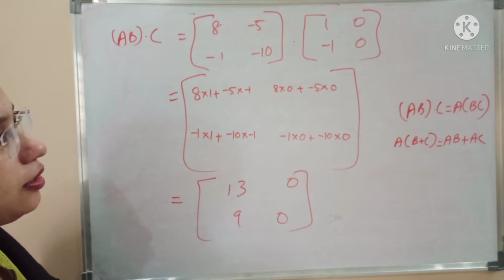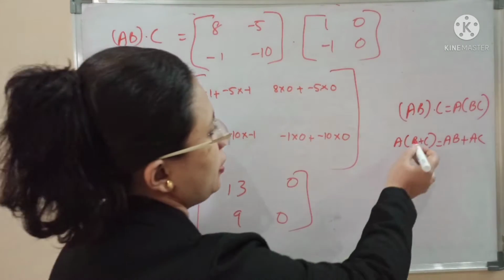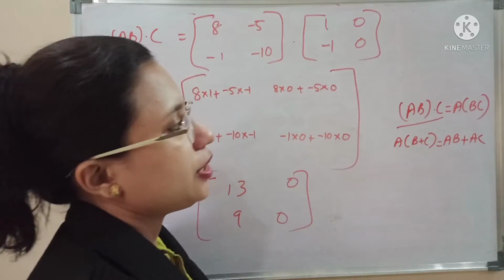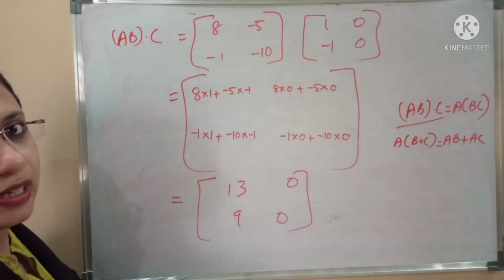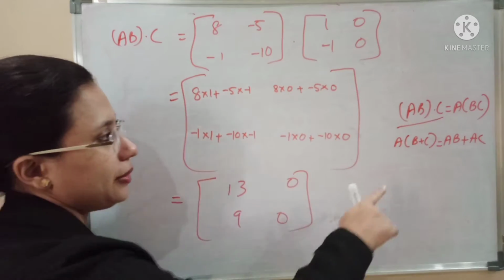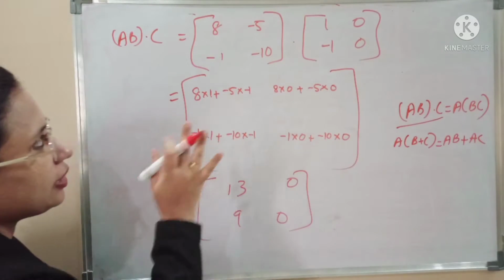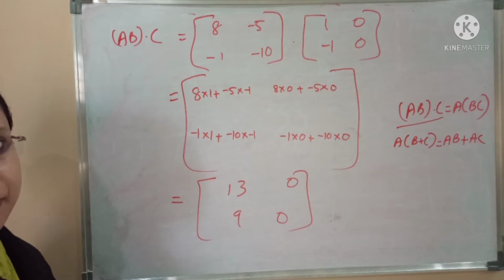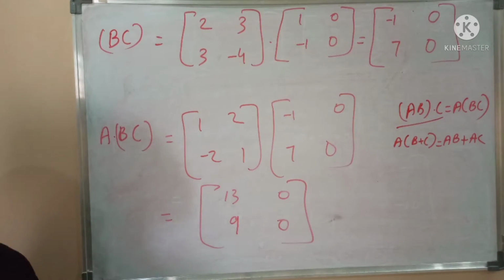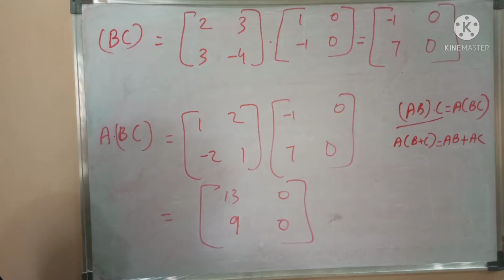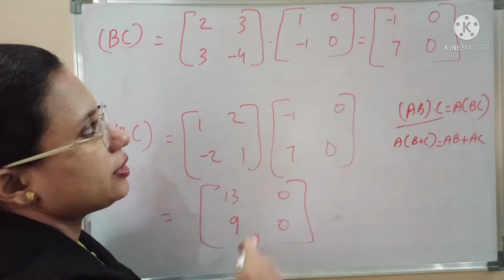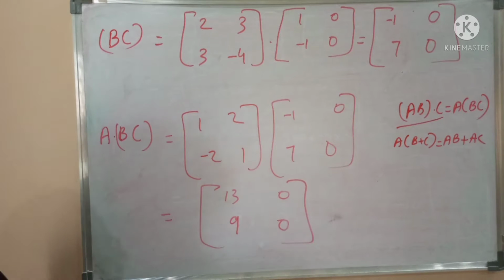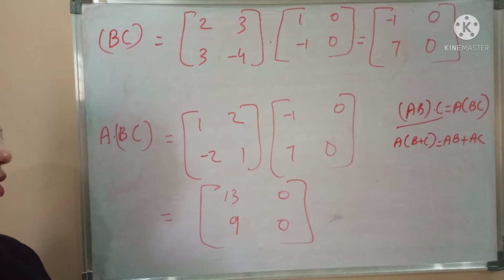Now so we got this part. Again next we need to find out A into BC. So first we need to find out BC, right? The similar way we'll find out BC. The value of B into C, that is minus 1, 0, 7, 0. We multiplied B and C. Okay, I hope you are also doing with me.